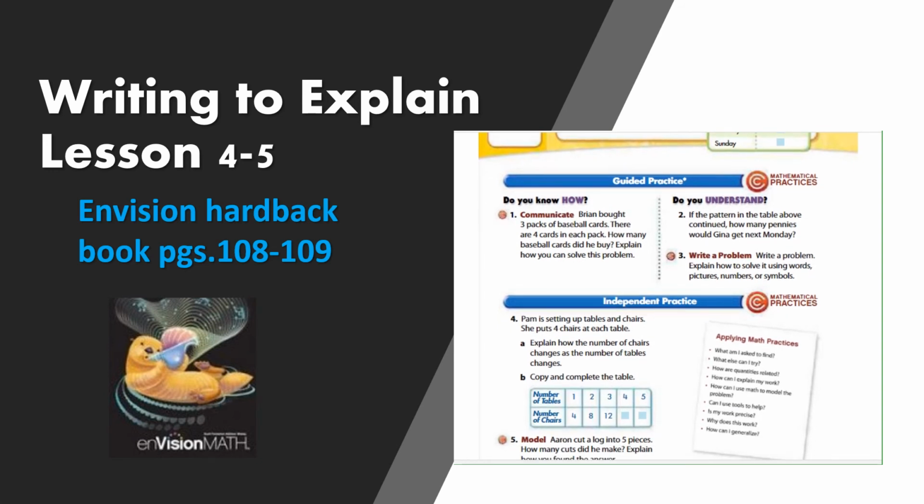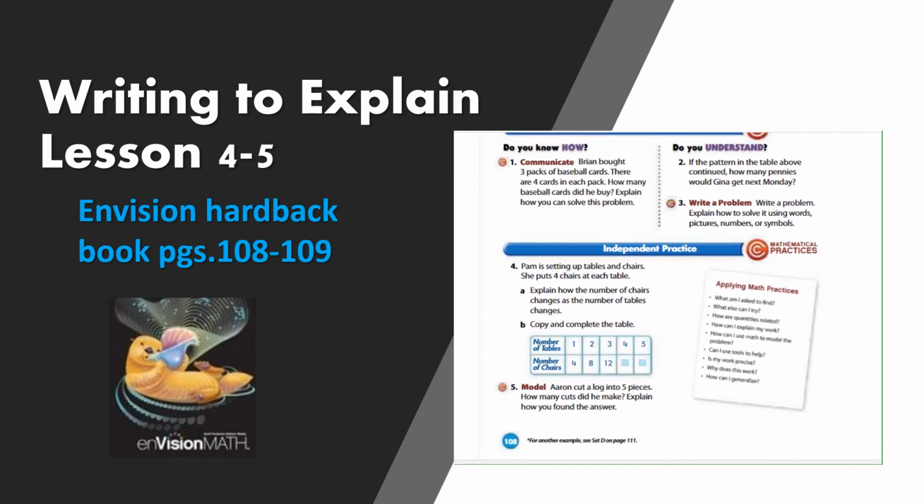You're also going to explain how to solve it using words, pictures, numbers, and/or symbols. So I would suggest that you use a couple of different ways to show how you're solving that when you're explaining. So you're writing a story problem, just like you did in your last lesson, and you're explaining how you solved it. For number 4, you're going to copy the table, and then you're going to complete the table.